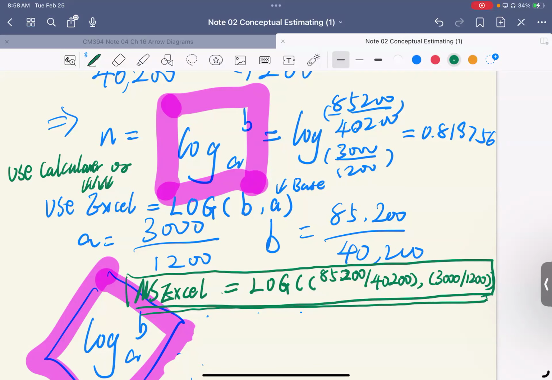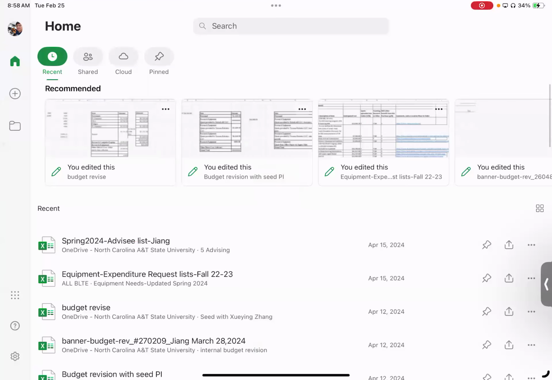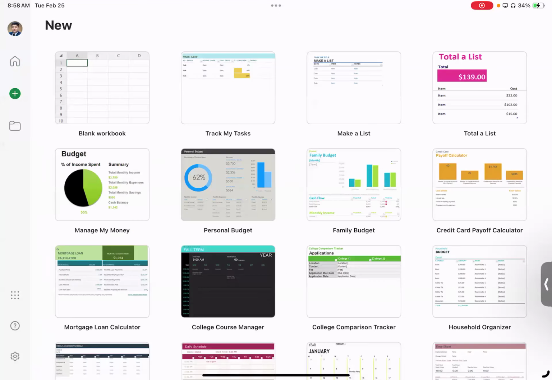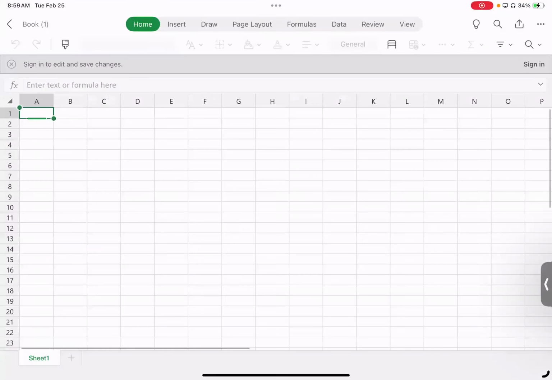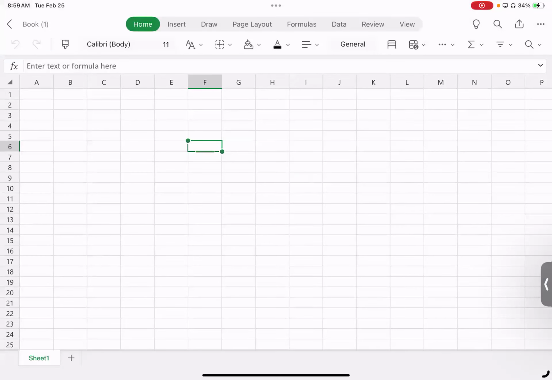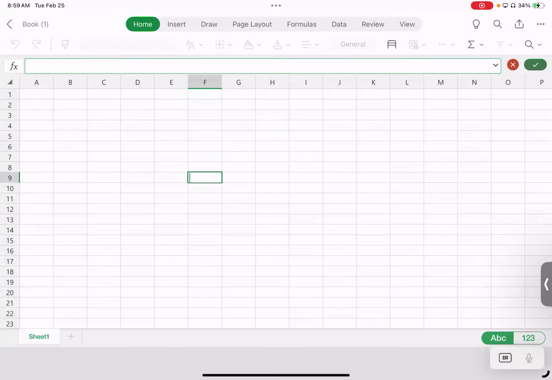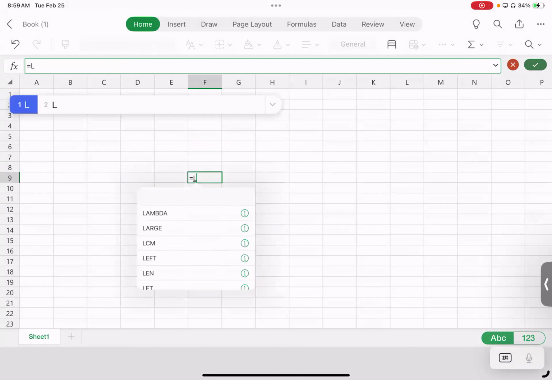It's not working. Interesting. Okay, so that is Excel. I probably need to sign in. Let me see. Okay, so I'm going to type in here equal log.